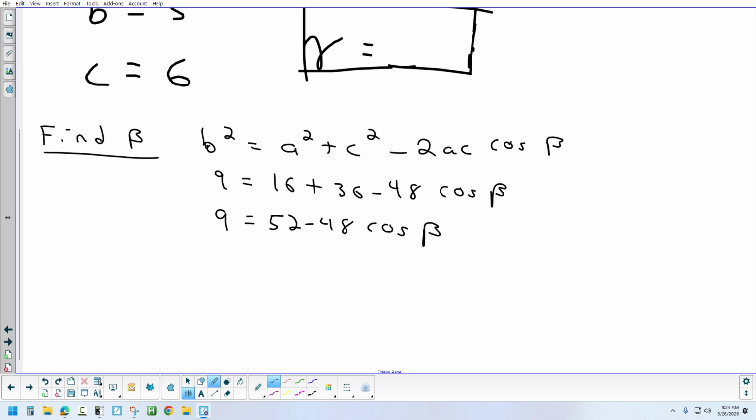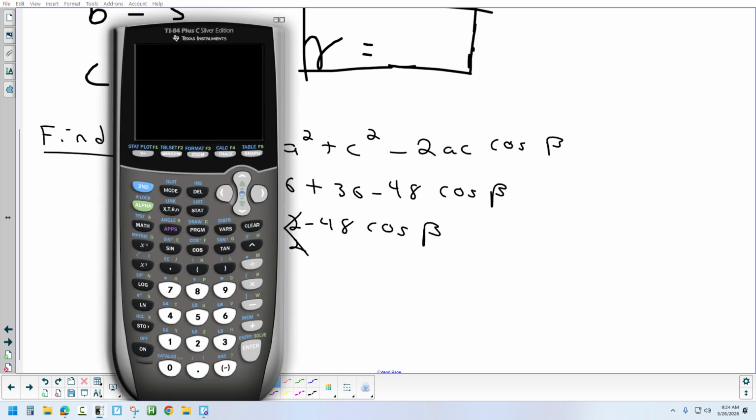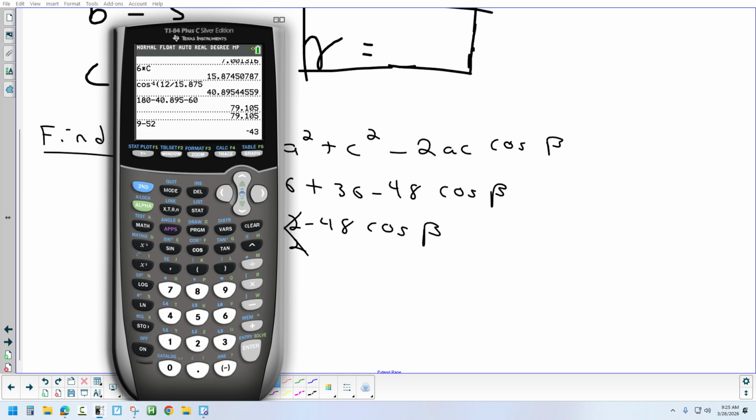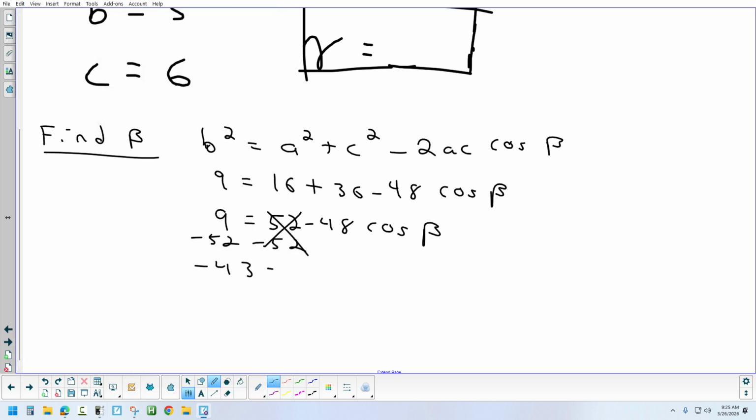All right, so now we've got that. Remember, you cannot do 52 minus 48. Doesn't work. So what do we do at the next step? Minus 52. That's gone. Type that in. 9 minus 52, negative 43. Okay, and we've got 2 steps left. Let's see if we can do both at the same time. What would be the second to last step to get beta by itself? Yep, divide by the negative 48.